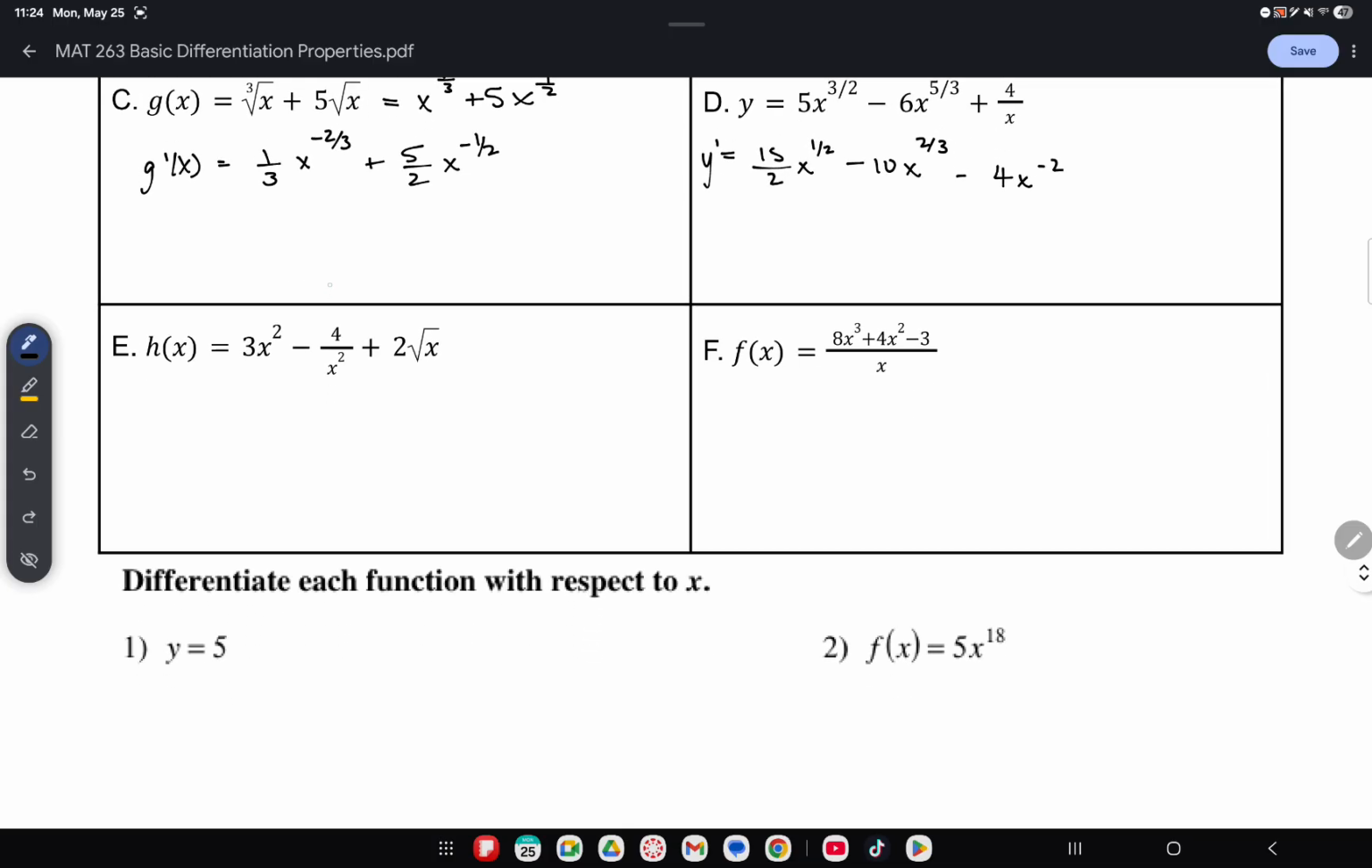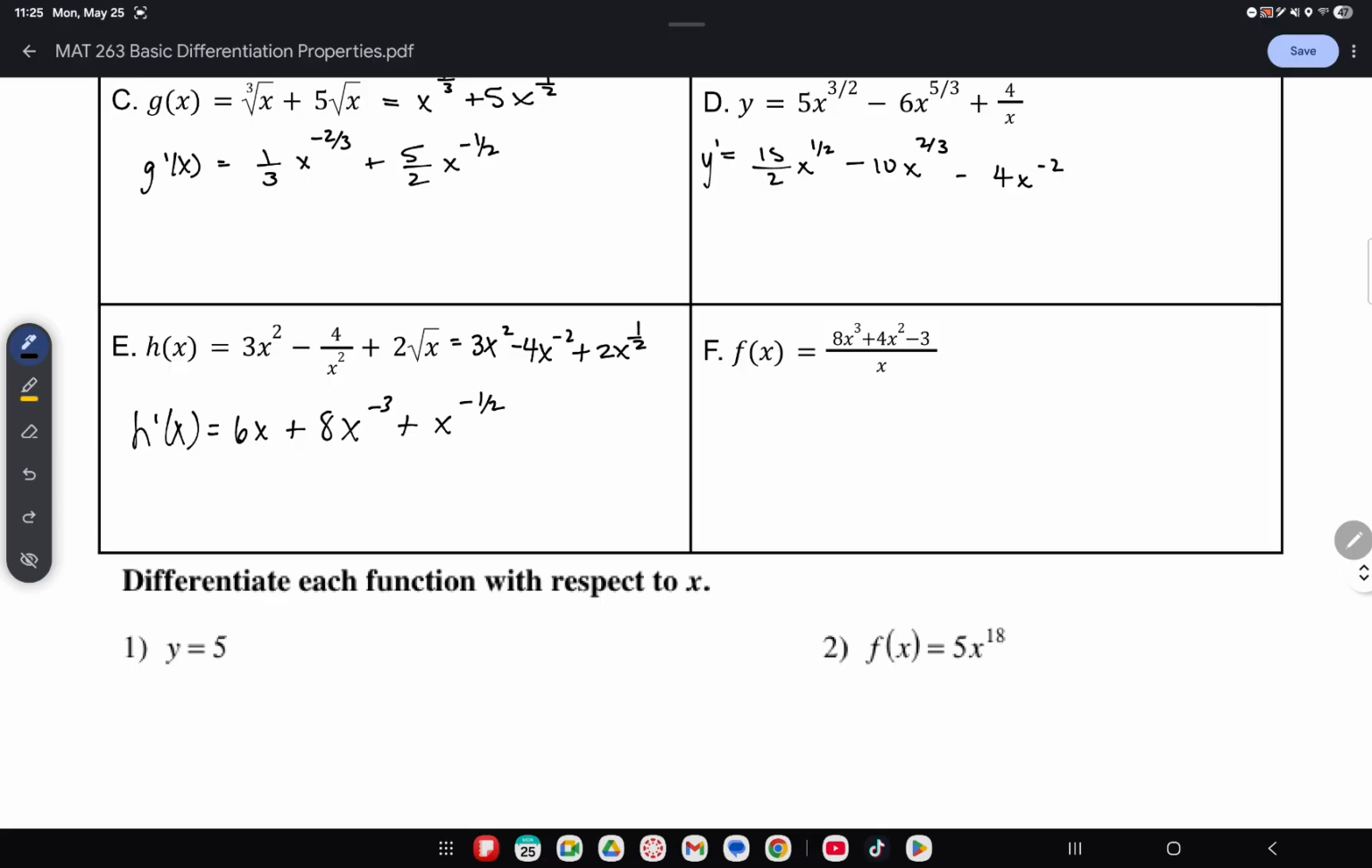Okay, let's rewrite this, I'll just rewrite it here. So 3x squared minus 4x to the negative 2 plus 2x to the 1/2. So now let's do a derivative here. And we get 6x plus 8x to the negative 3 plus x to the negative 1/2.